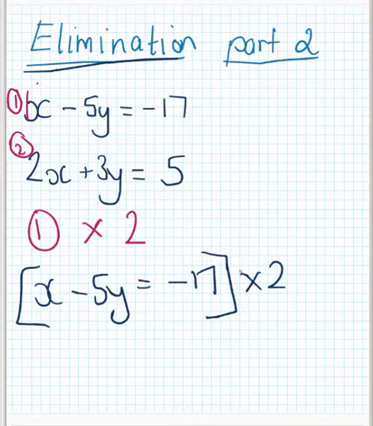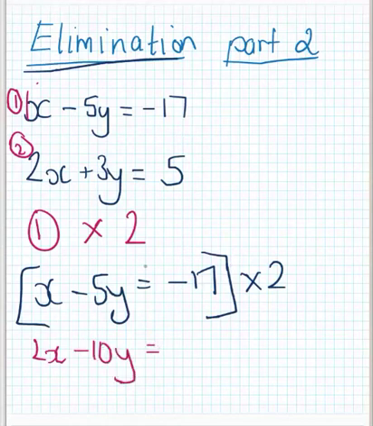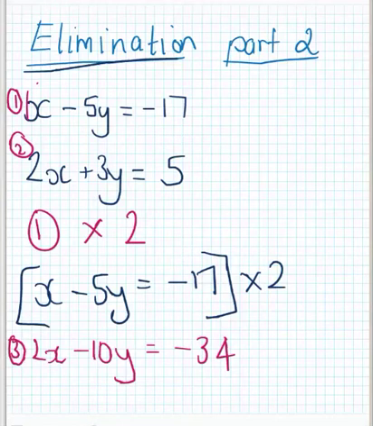I'll use a different colour. So we've got 2 times x is 2x. Negative 5y times 2 is minus 10y equals, and minus 17 times 2 is negative 34. Okay? And I now have what you can say a third equation, because I've changed one equation to a different thing. So that's my third equation.